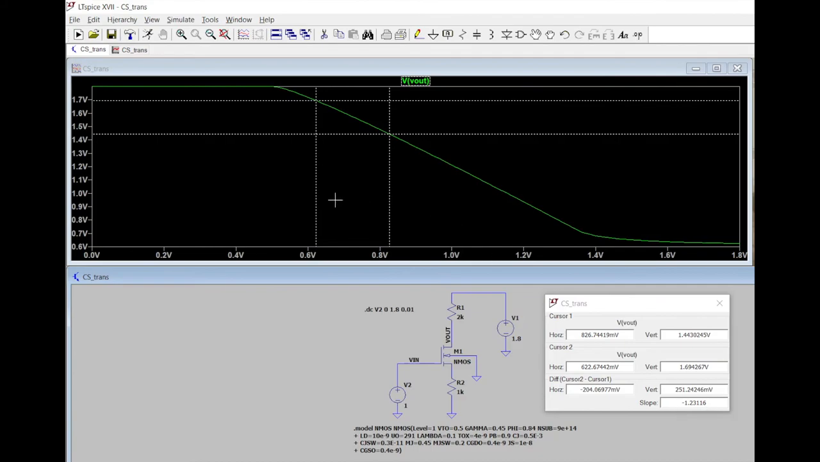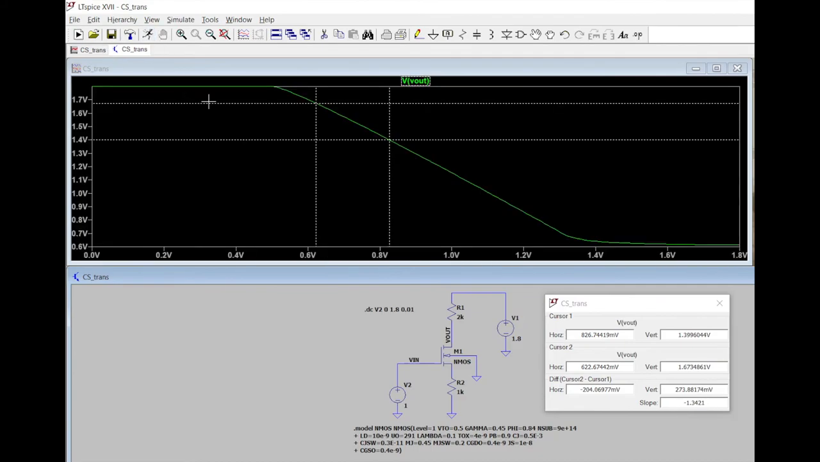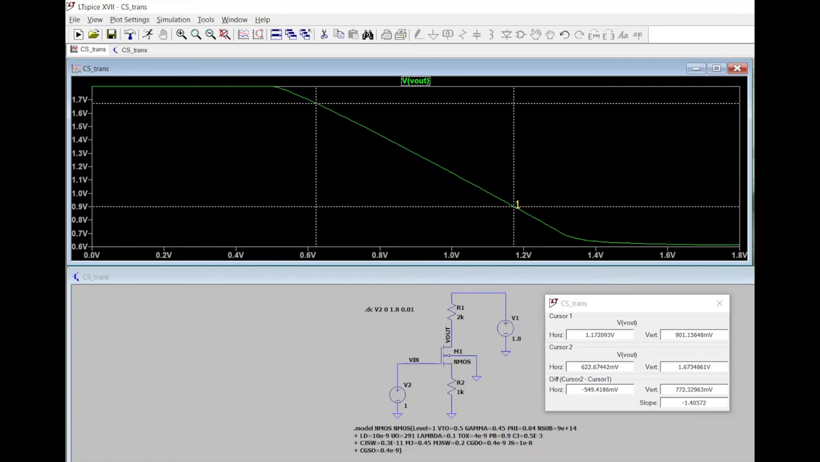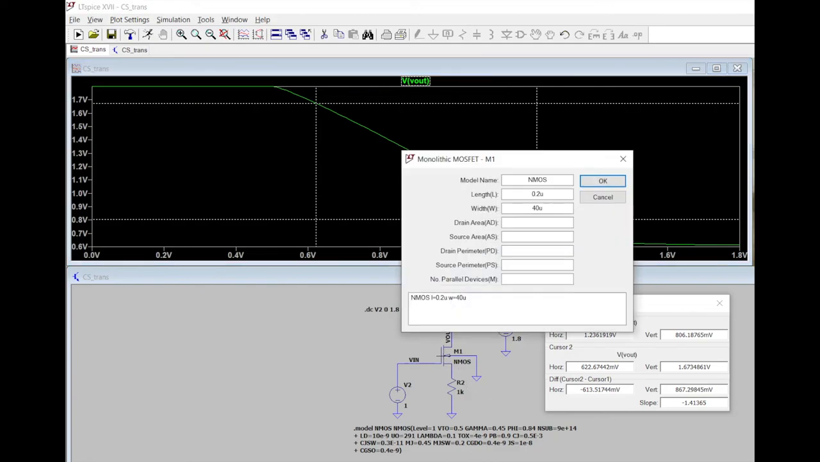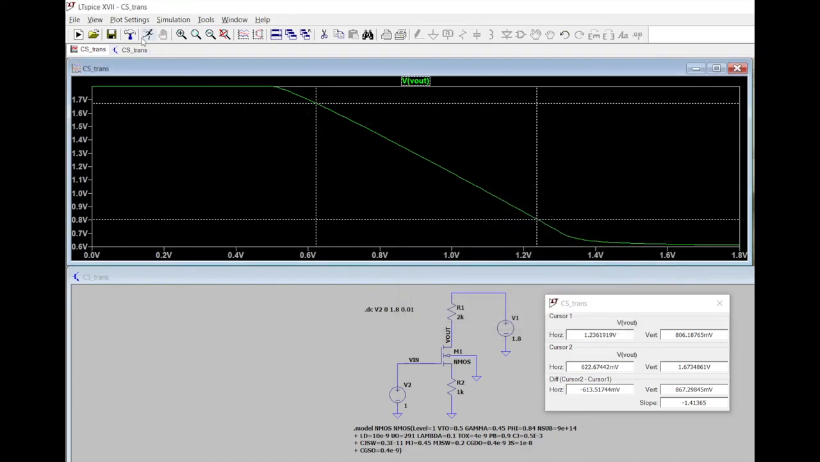So again, run the simulation. Readjust the slope again. You can see now it has become 1.4 from 1.2. If I further increase this W by L, instead of 40, let's make it maybe 100. And let's run it again, save and run.